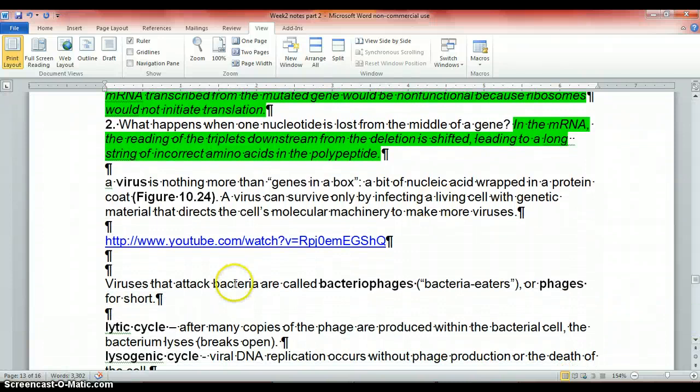Let's talk about viruses. A virus is nothing more than genes in a box. It's a bit like a nucleic acid wrapped in a protein coat. A virus can survive only through infecting a living cell with genetic material that directs the cell's molecular machinery to make more viruses. There used to be a whole debate on if they're alive or not. There's a good video to watch.